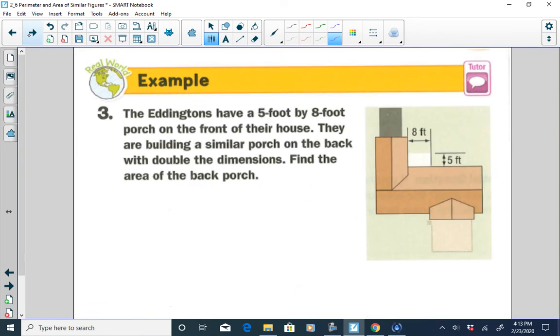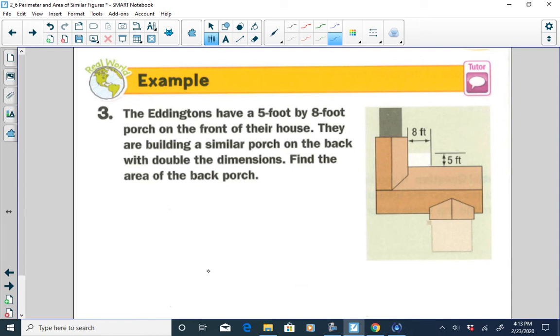The Eddingtons have a 5-foot by 8-foot porch on the front of their house. They're building a similar porch on the back with double the dimensions. That's our scale factor. Scale factor of 2 if we're doubling the dimensions. Find the area of the back porch.